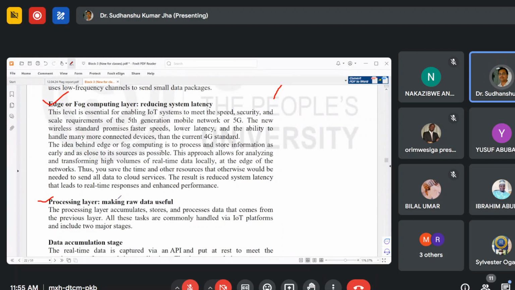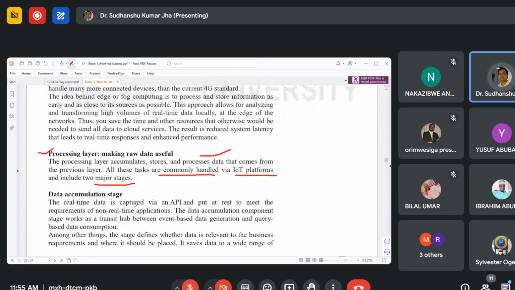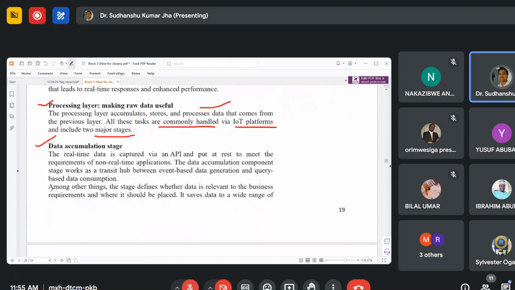The next layer is your processing layer. This processing layer basically accumulates, stores, and processes the data. The sensors in the perception layer have sensed the data, the communication layer has transferred the data, and now the processing layer will process the data. Storing, accumulating, and processing are commonly handled by IoT platforms having two major stages. One is the data accumulation stage, with the help of different kinds of APIs, application program interfaces, to meet the requirement of non-real-time applications.